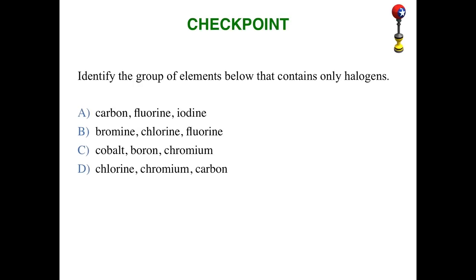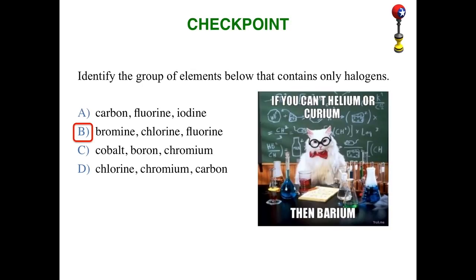Checkpoint. Can you identify the group of elements below that contain only halogens? Great, if you said B, bromine, chlorine, fluorine are all halogens. Before we move on, let's have an element joke. If you can't helium or curium, what are you going to do? You're going to barium.